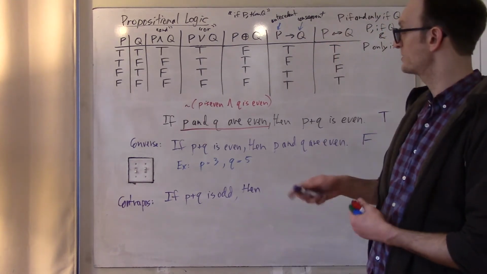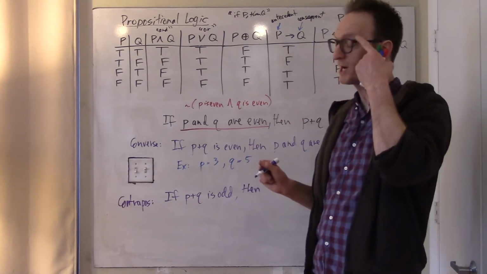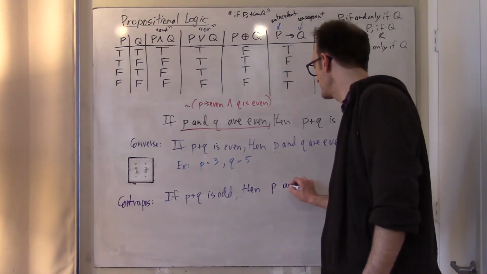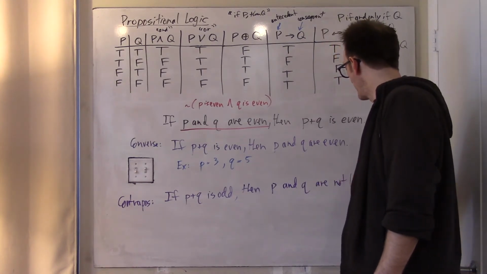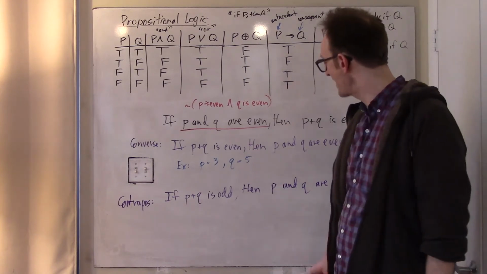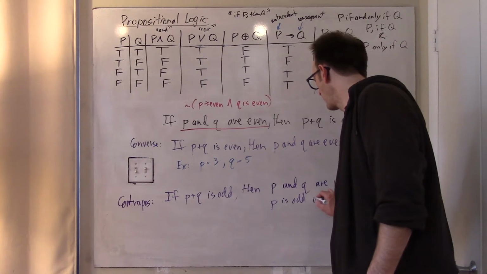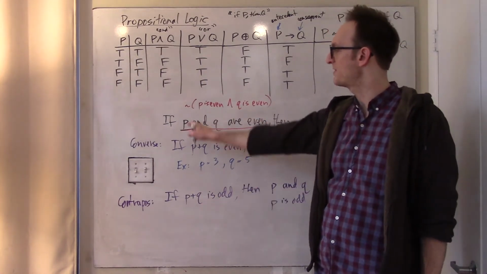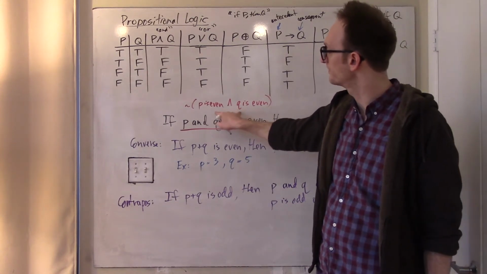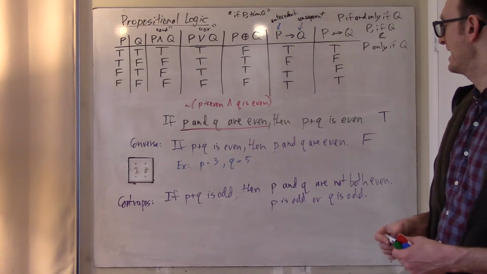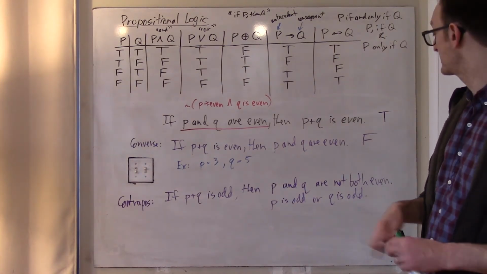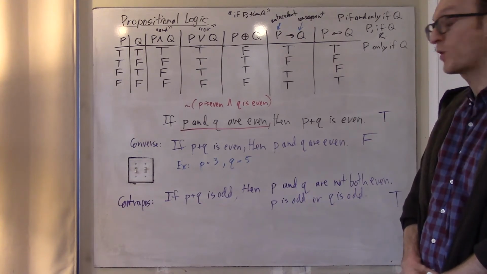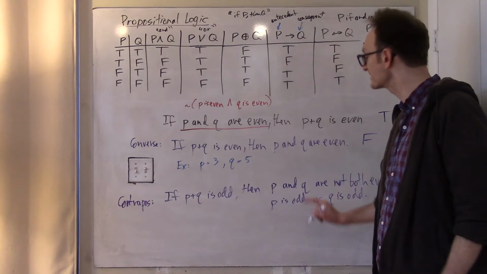So the correct way to write the contrapositive of this conditional is: if P plus Q is odd, then you can either say P and Q are not both even, or perhaps better, P is odd or Q is odd. In other words, I'm applying the DeMorgan Laws to say that the negation of this conjunction is the disjunction of the negations. And now we see that this sentence is true, right? Because if P plus Q is odd, then the only way for that to be true is if one of them is odd. And so it's true that P is odd or Q is odd. In fact, exactly one of them is.